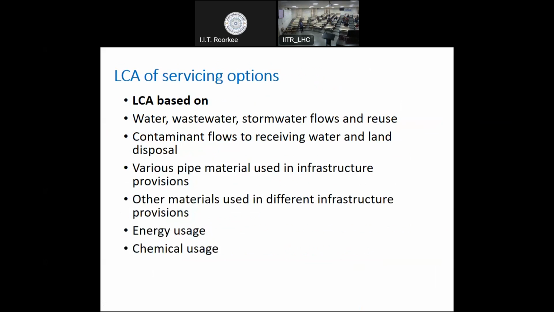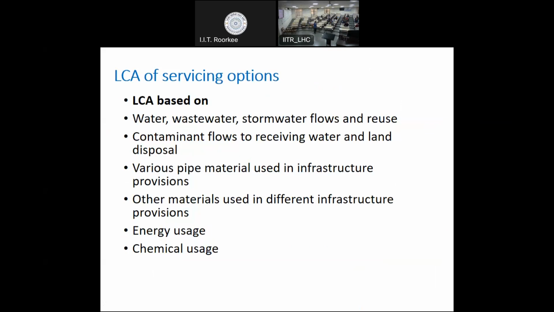The life cycle assessment was based on the flows, because that was basically the sizing, and also on how much quantity is being reused, contaminant loads, pipe material, and other pipes in different infrastructure provisions. So energy use, chemical use, all that data was used in SimaPro, which is a software, if I'm not wrong, used for this study. When you get that report, you can see much more information, as a very significant amount of data is required for this software.